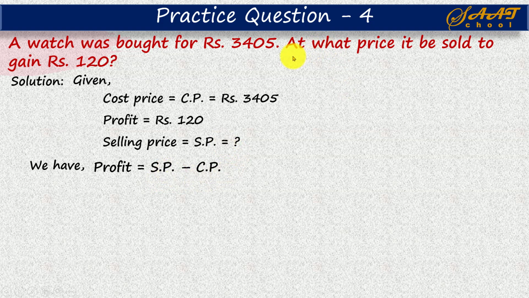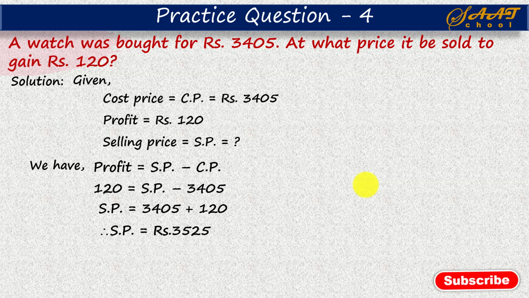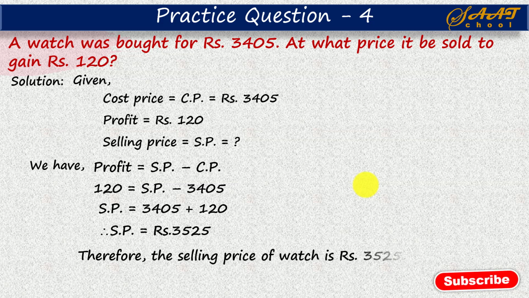The question is: at what price should it be sold to gain a profit of 120? Now we have a profit which is 120. We have to find selling price and we have cost price. Now by simplifying, you can find the selling price, which is equal to 3,525. So the selling price of the watch is Rs 3525.